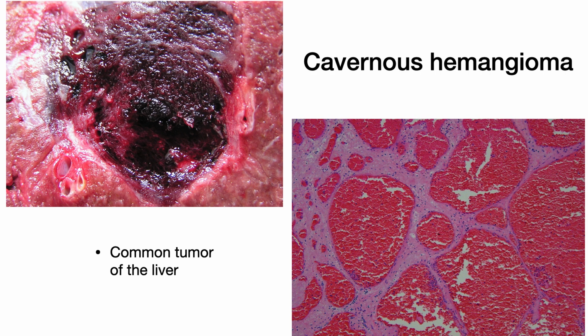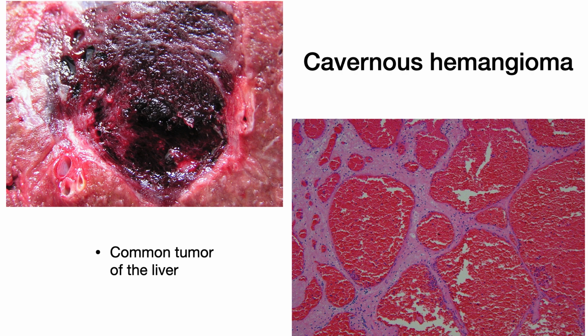Cavernous hemangiomas are also very common. We see these at autopsy frequently, and you'll see a single nodule or sometimes a couple of them. Usually they're pretty small, less than a centimeter, but they can be bigger. I've seen one that was 5 or 6 or 7 centimeters or larger. Basically, you have variable size fibrous septa that form spaces, the caverns, and those are filled with red blood cells.